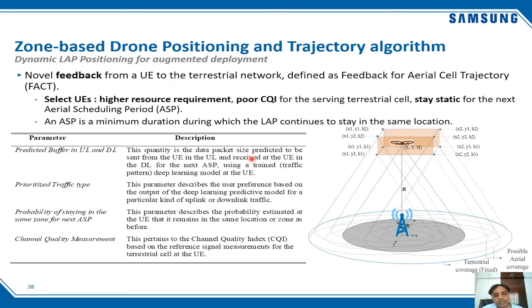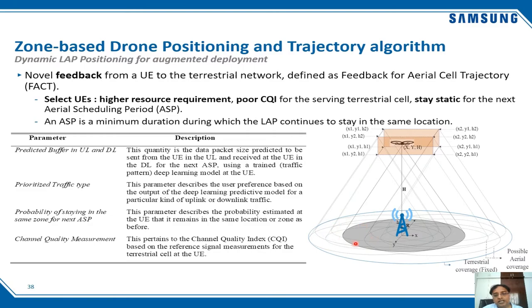It could be a few minutes, it could be a few hours, depending on how you've deployed the system. For the next ASP, what is the predicted uplink and downlink buffer for a user equipment? That is to be fed back. The second is the traffic type, whether it is uplink-centric or downlink-centric traffic. The third is the probability of staying in the same zone or region for the next time slot. This is based on the estimation of whether the UE will remain static or move from the current location, because as we know, a drone can only serve a smaller subset of the terrestrial area.